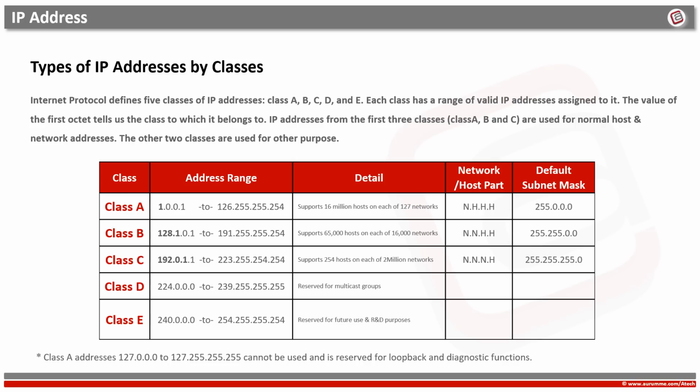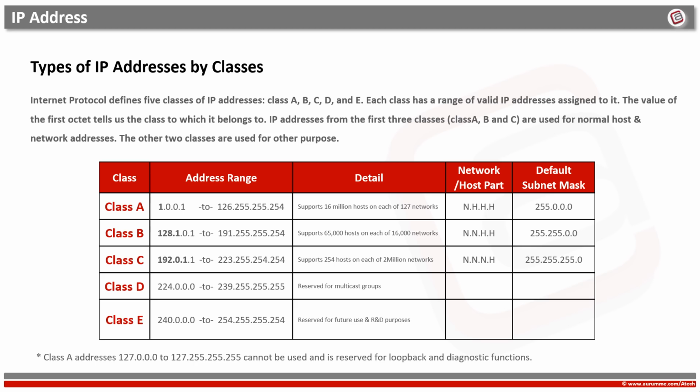Then the default subnet mask for each type of class is shown here as well. For class A, it is 255.0.0.0. Class B, it is 255.255.0.0. For class C, it is 255.255.255.0. Class D is reserved for multicast groups and it starts from 224.0.0.0 up to 239.255.255.255. Class E is reserved and we never use it. It starts from 240 and then covers the remaining space until 254.